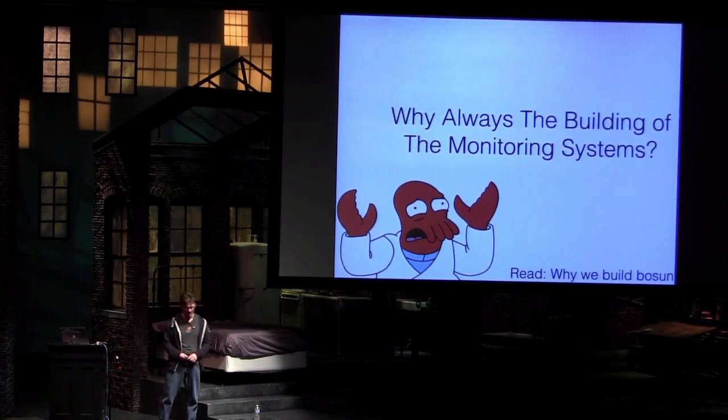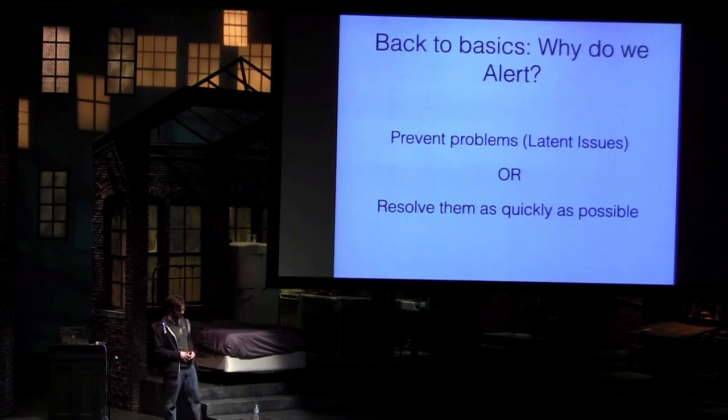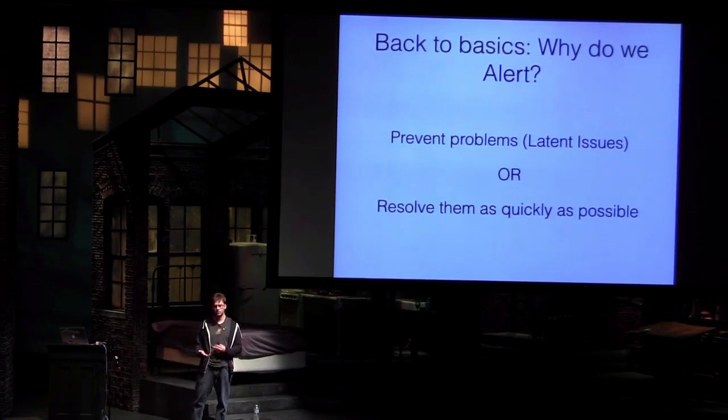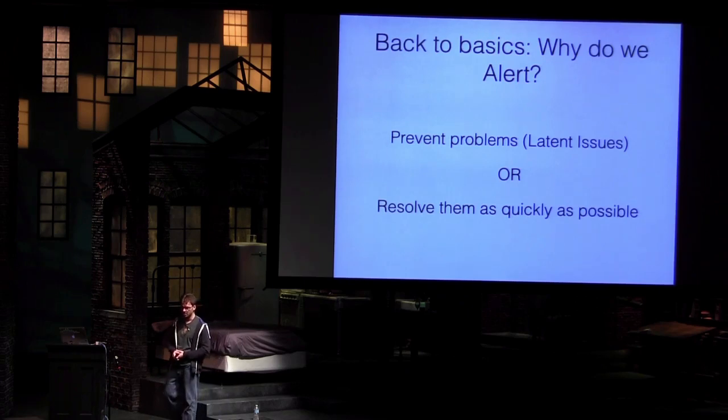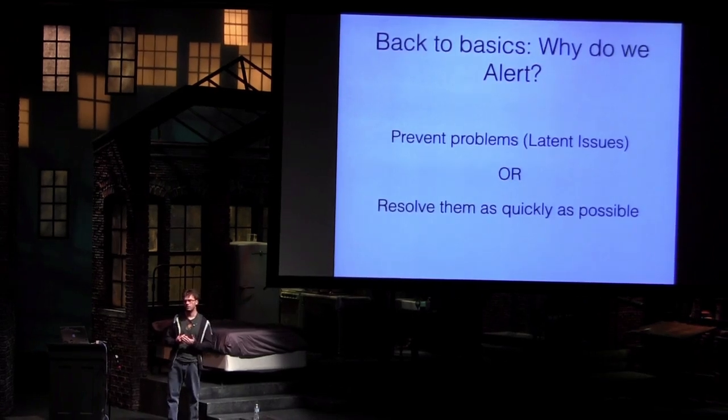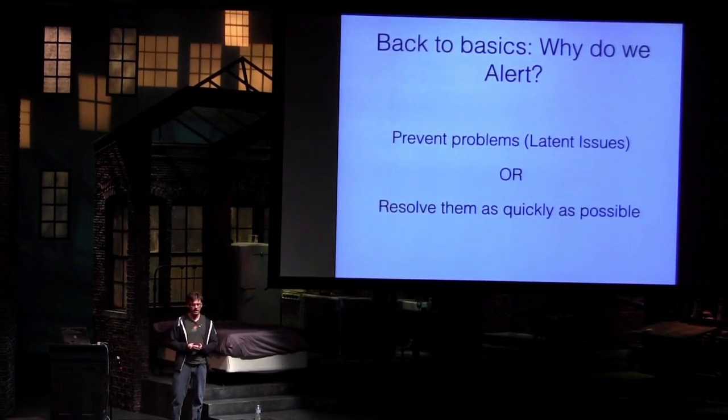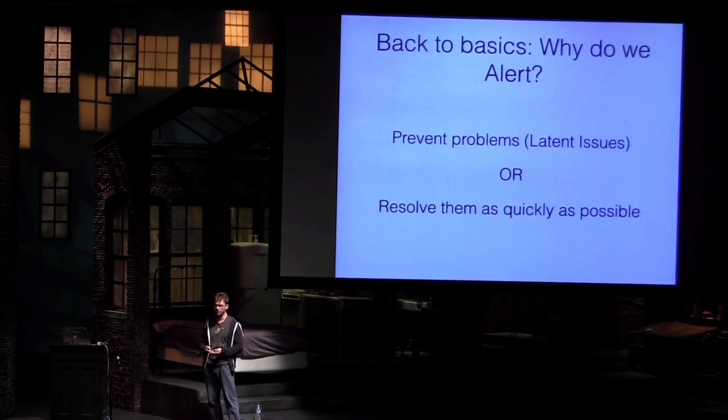So I want to give some of the background behind this just to frame it before I start to show you Bosun. Back to basics, why do we alert? I think there are usually two use cases. One, we want to prevent a problem before it happens. So we try to send alerts that are going to tell us about things before they really affect our users. And that doesn't always work, and sometimes the alerts are about our users being affected, so we want to be able to respond as quickly as possible.